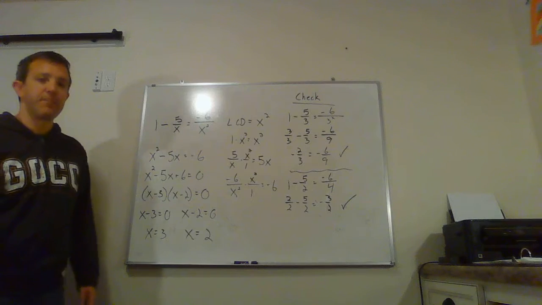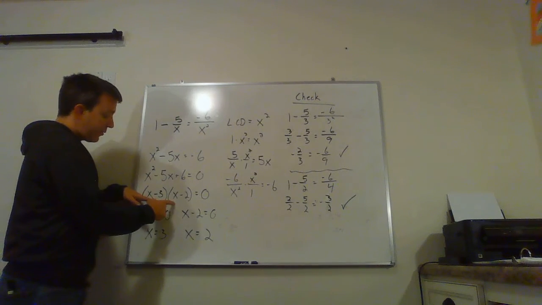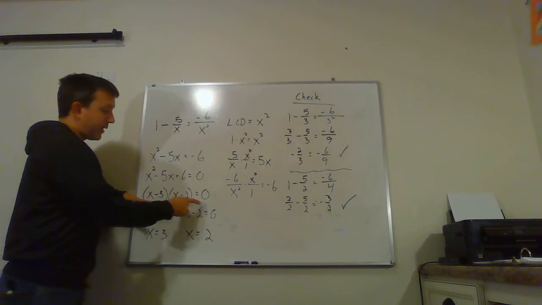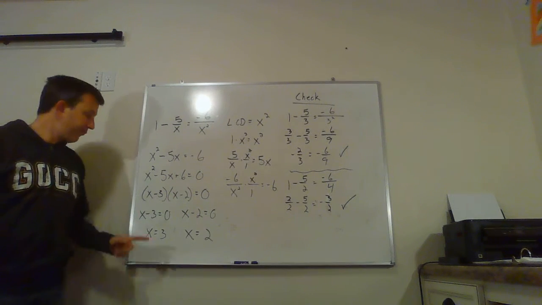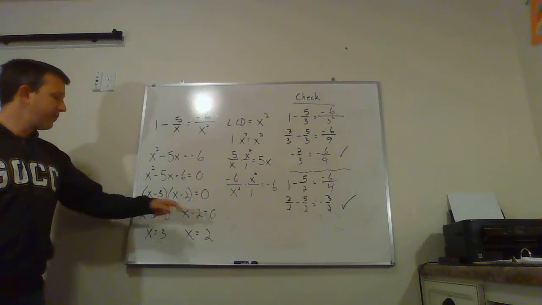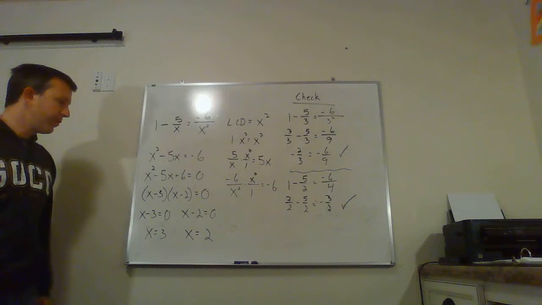It's x minus 3 times x minus 2. Now, hopefully you remember that when we have things that are in a factored form and it's equal to 0, we can split it up and solve each part separately. So I can set x minus 3 equal to 0 and x minus 2 equal to 0, and we end up with 3 and 2.